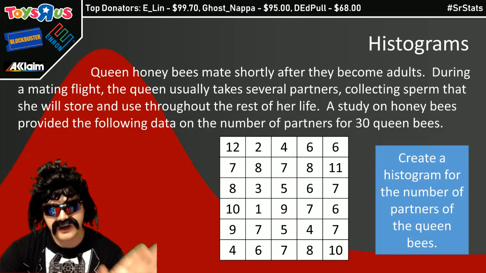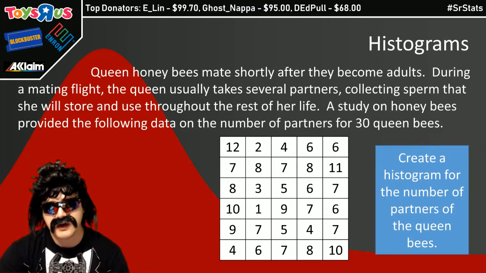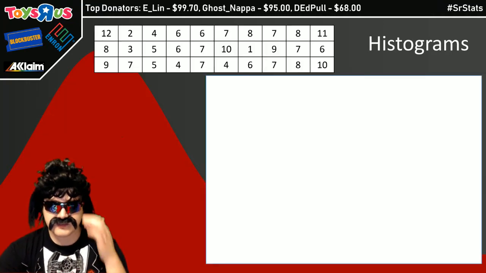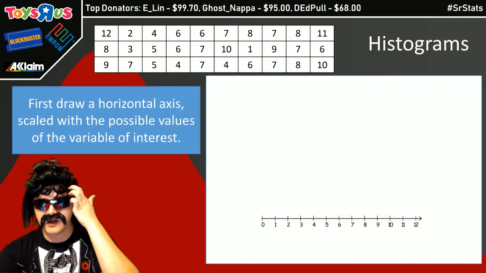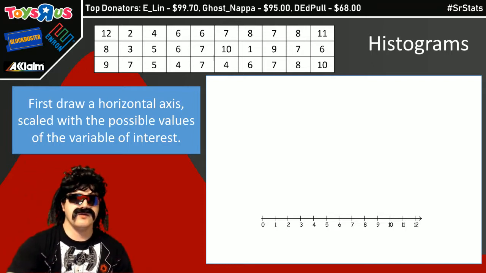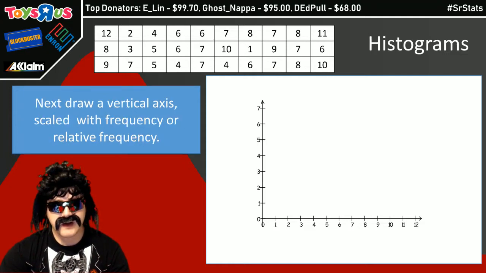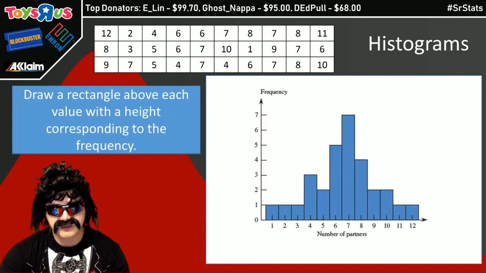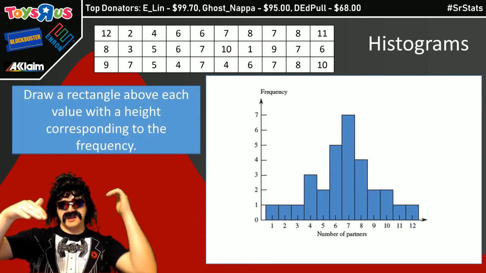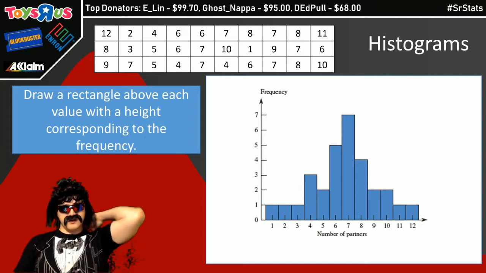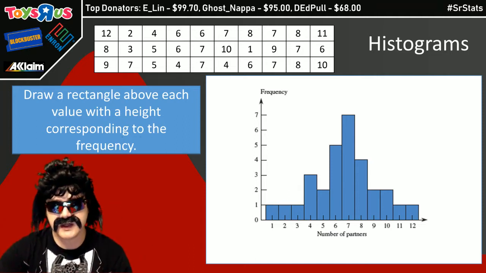So we have all this data here. We're going to create a histogram for the number of partners of queen bees. First, we're going to draw the horizontal axis scaled with possible values of the variable of interest. And then we're going to draw a vertical axis scaled with frequency or relative frequency. Then we're going to draw rectangles up to the height corresponding to the frequency.